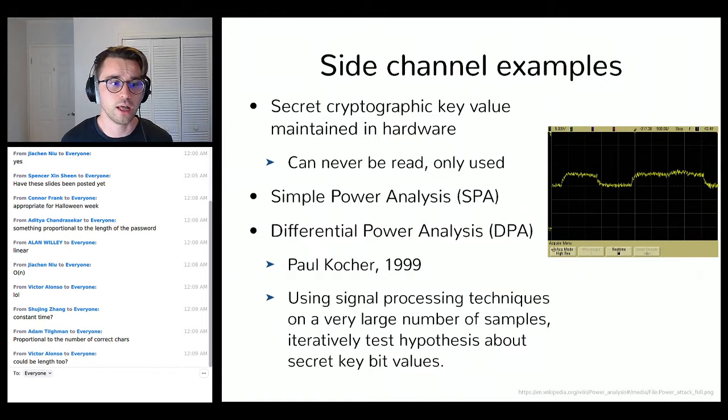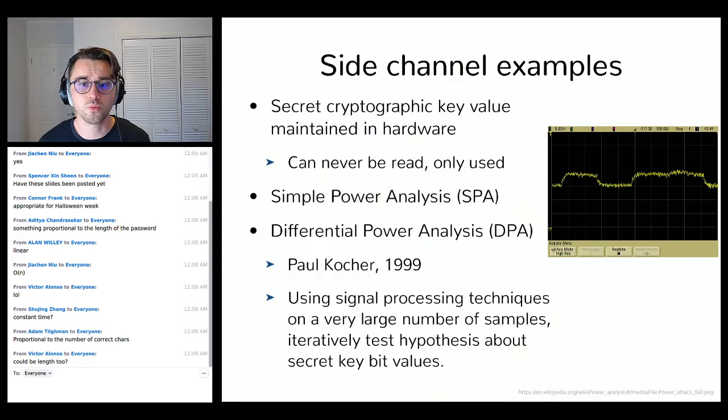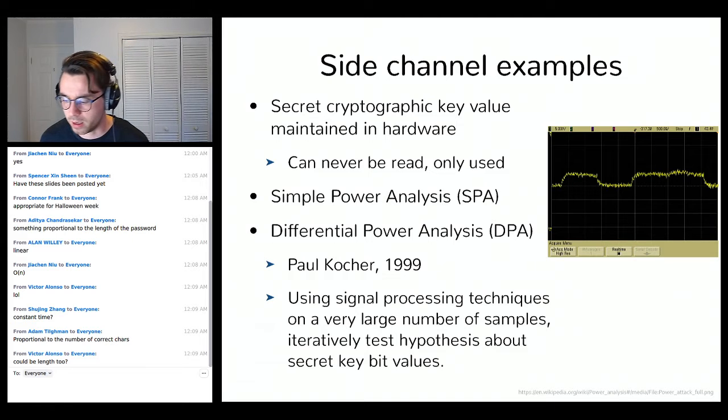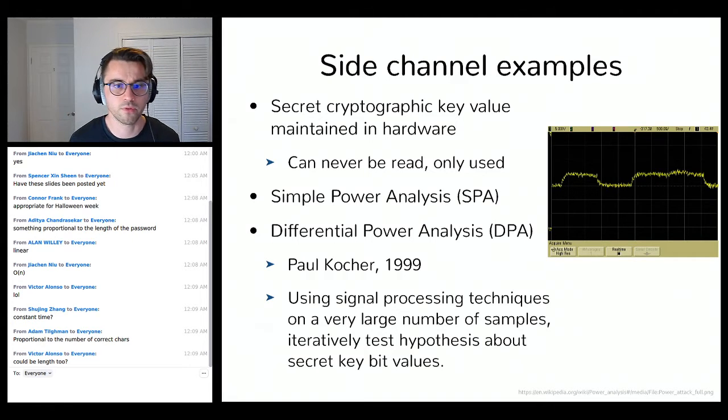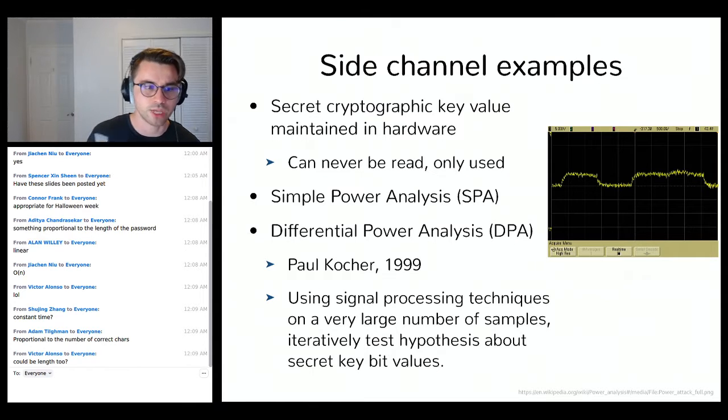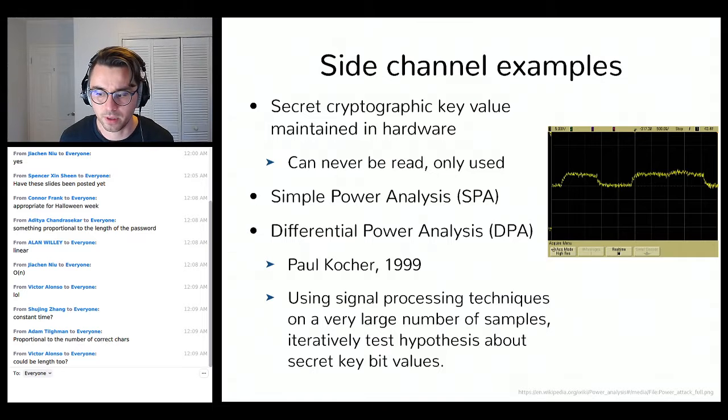I'd like to figure out, okay, how do I actually recover this key? Well, it turns out there are different analysis techniques. SPA, simple power analysis, is a super old one. The more powerful one, differential power analysis, was invented by Paul Kocher, who is one of the grandfathers of side channel attacks. But the basic idea is we're going to use signal processing techniques, like machine learning on lots of samples. We're going to run this encryption algorithm many times with different inputs, and then essentially try to figure out what that secret key is based on power measurements.